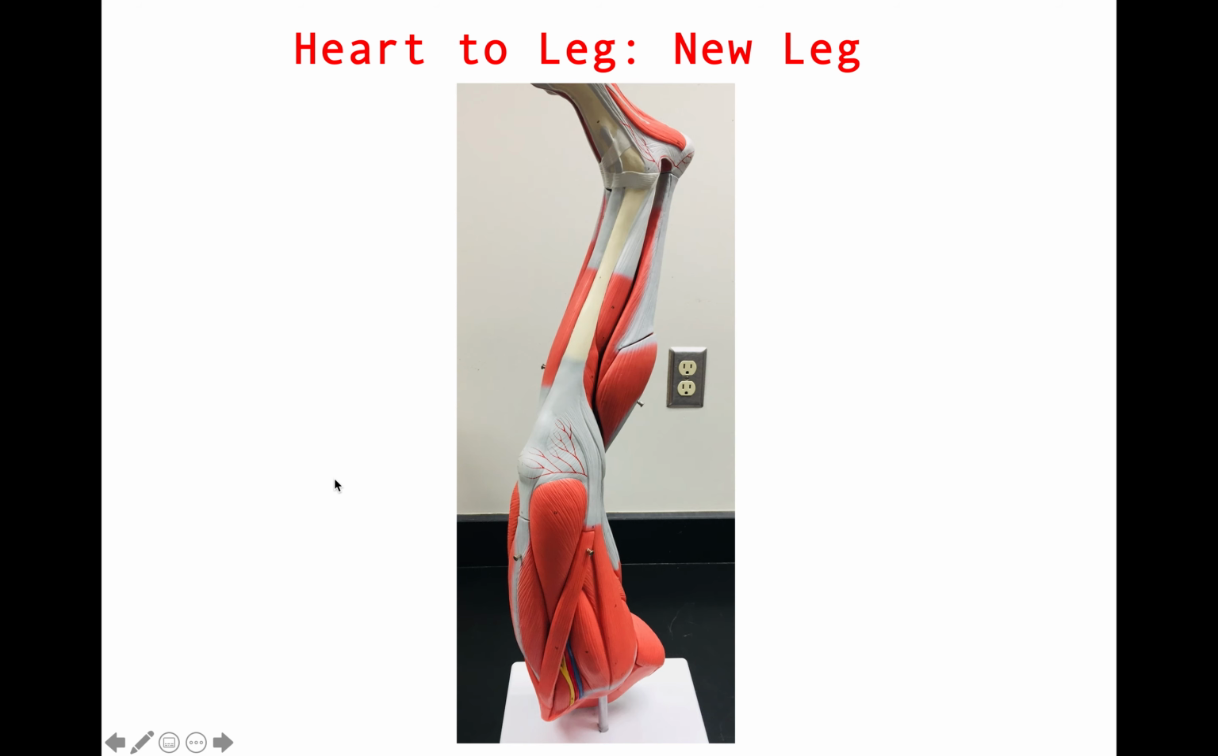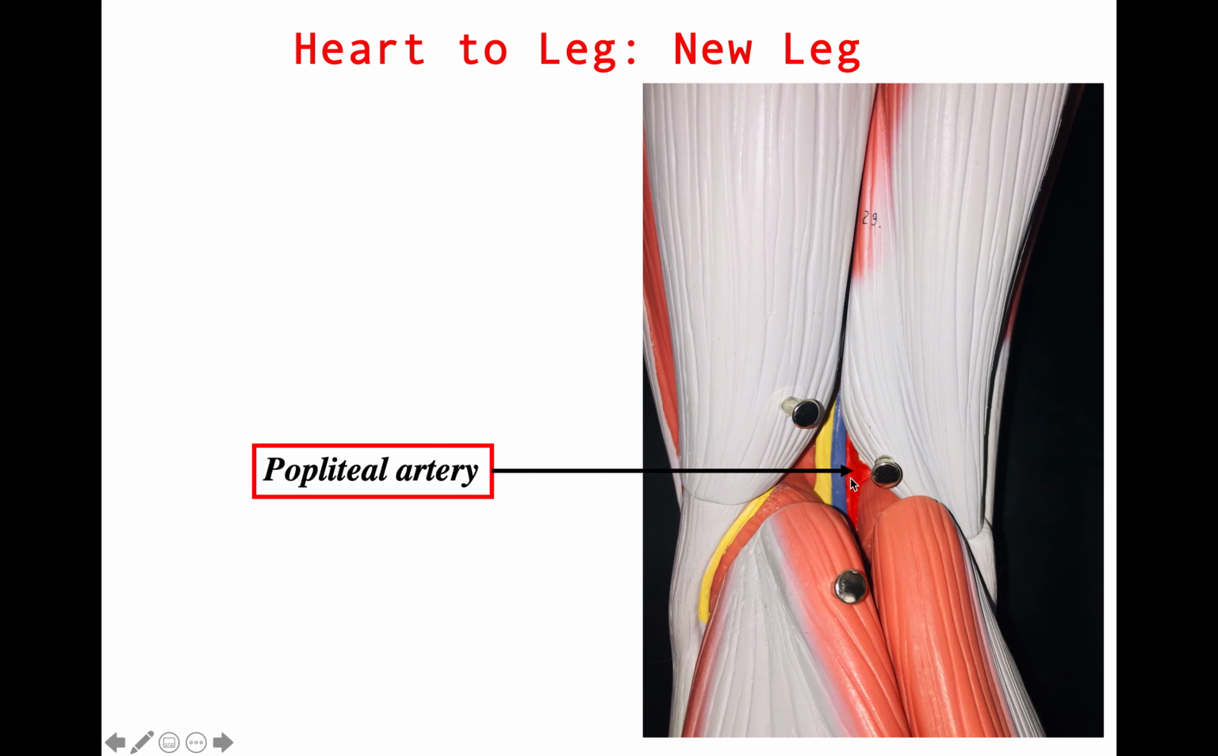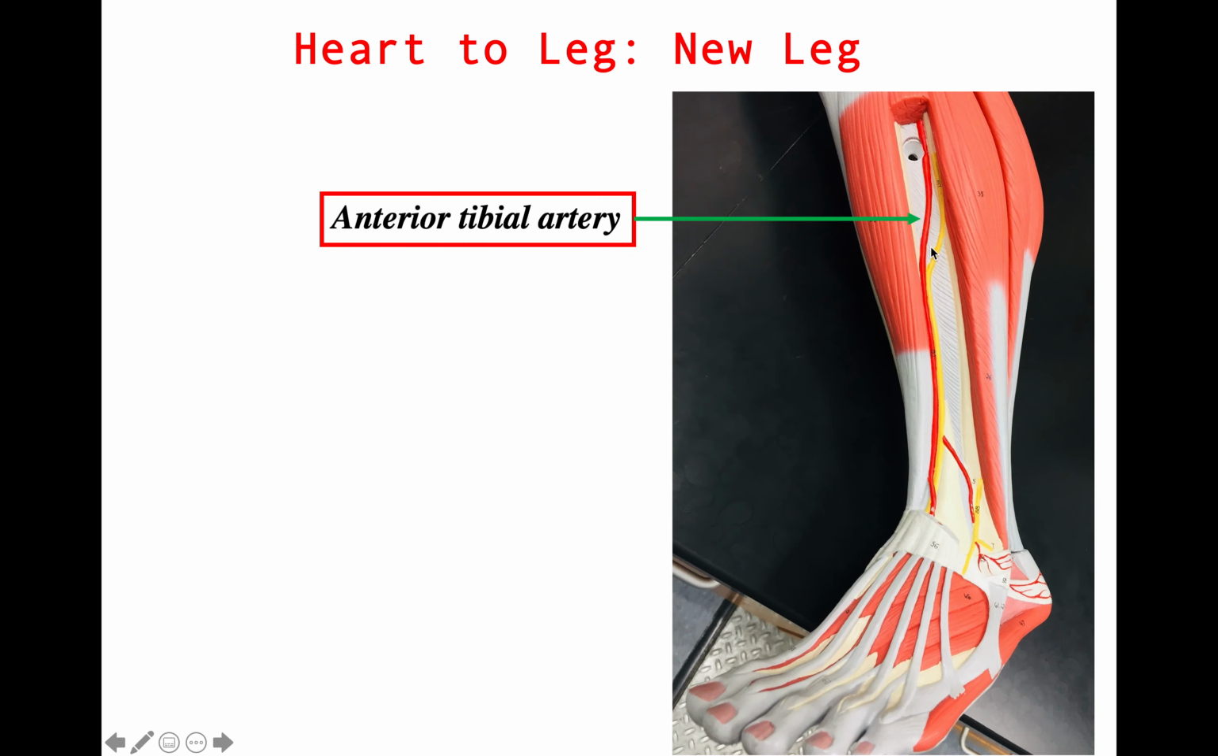This is another leg model that we have. We can use this one also. Here you can see the femoral artery. From the femoral artery, we then go behind the knee. There's the popliteal artery. We go in front of the shin. There is your anterior tibial artery. They don't really show the dorsalis pedis on this, so we wouldn't use the new leg to show you dorsalis pedis. Here's your anterior tibial right there.